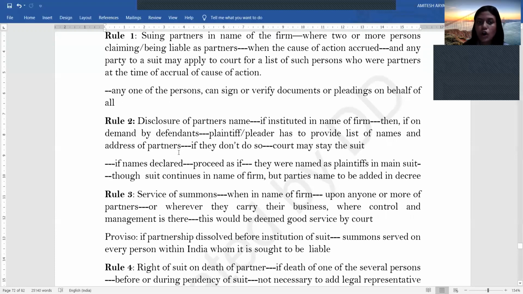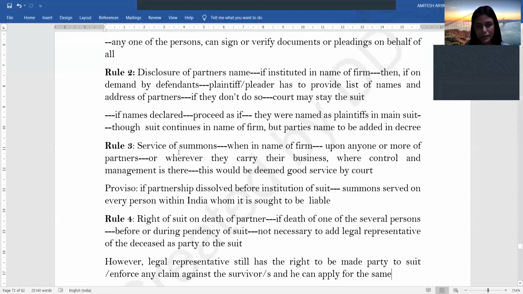Now, rule number 3 is talking about how the service of summons will take place. When it is in the name of the firm, you can do it on one or any of the partners in whichever place they're carrying out business, or wherever the control or management is there. If you are sending a summons there, it will be deemed as good service. Now, if a partnership was dissolved before the suit was instituted, then the service is made on all persons within India who can be made liable as partners.